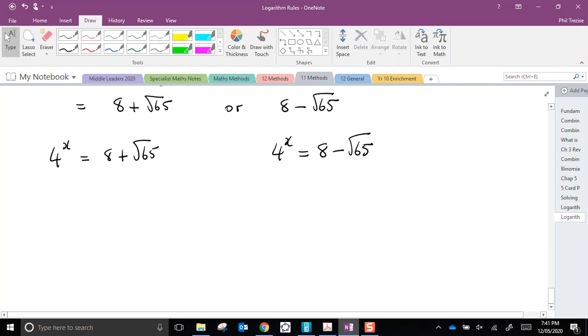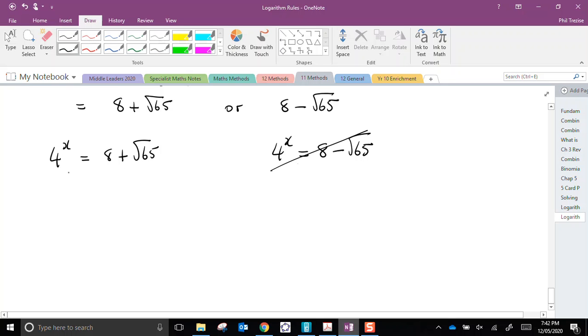Now let's be a little bit cautious here. Root 65, I know that 8 times 8 is 64. So root 65 is a tiny bit more than 8. Well, that's okay, because that's 8 plus another number. That'll be a positive number. But over here, we're going to have 8 minus a number slightly bigger than 8. All of this right-hand side here will be negative. So it's not really going to make sense to say what is the exponent on positive 4 that results in a negative number. This one isn't going to give a real solution. So we'll reject that one and we'll just focus on this.